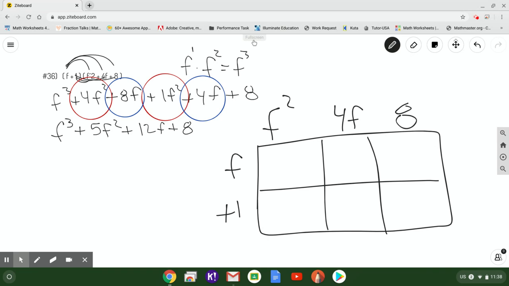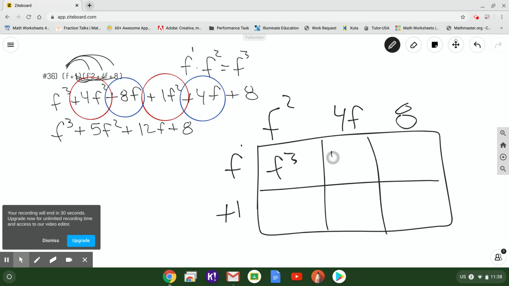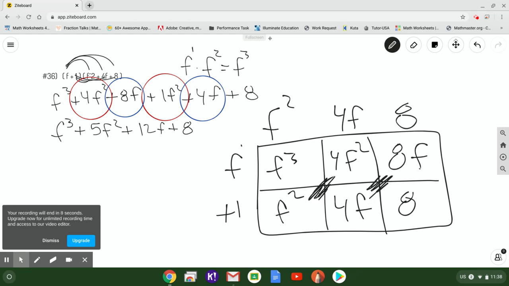So this first rectangle right here is going to be F times F to the second, so it's F to the third. This rectangle next to it is 4F times F, so that's 4F squared. I'm running out of time, so I'm going to speed through this. And that's 8F. And that's going to be F. That's 4F. And that's 8. And when you combine like terms, oh, I already could tell I messed up. This is supposed to be a square. See, I caught my mistakes. And these two combined, you'll end up with the same answer.